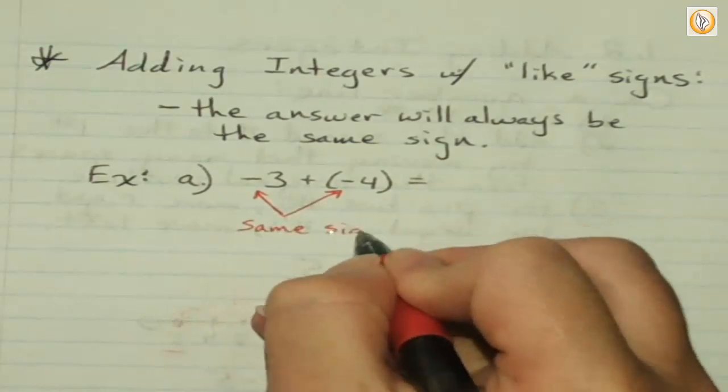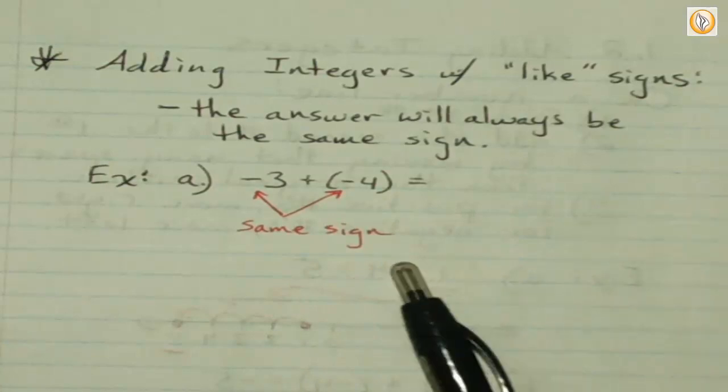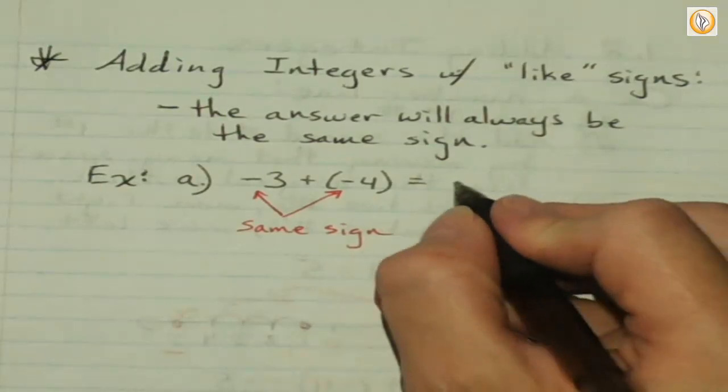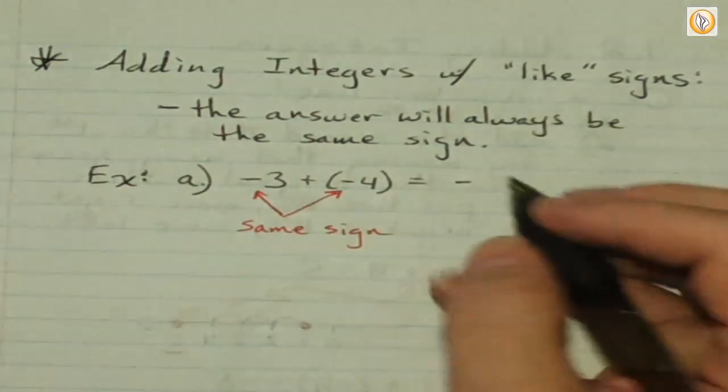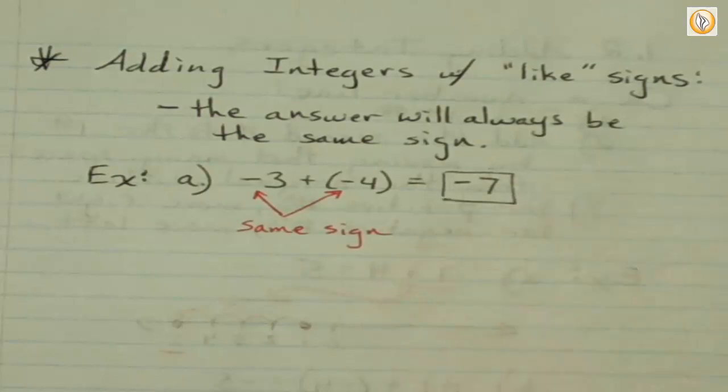Same sign. So if they both have the same sign, the answer should be positive or negative, Natalia? Negative. And then you just add, what's 3 plus 4? 7. So if it's the same sign, you just add and keep the sign.